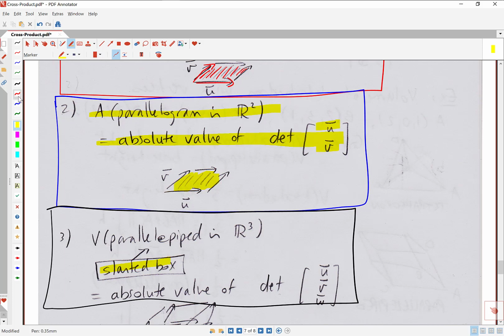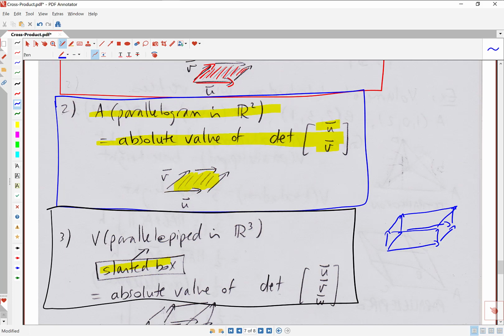So let's draw a picture. Imagine you have three vectors, u, v, and w, let's say, in R3. You can think of these three vectors as forming a box. Just think about the fact that u and v create a parallelogram, which you could think of as the base of the box, and then w is coming in to give the box some height. So I might draw the full box here. So here's our parallelepiped, or slanted box.